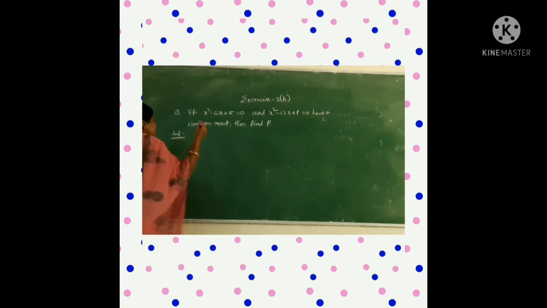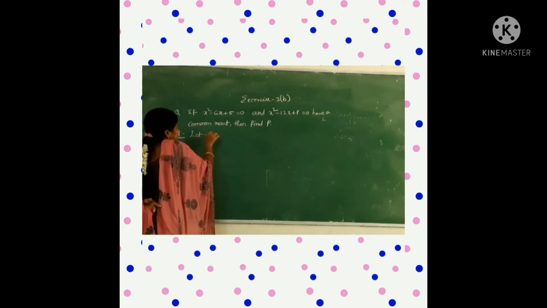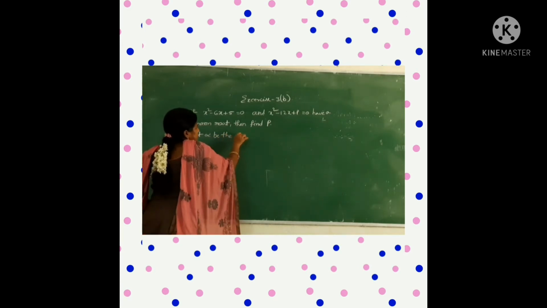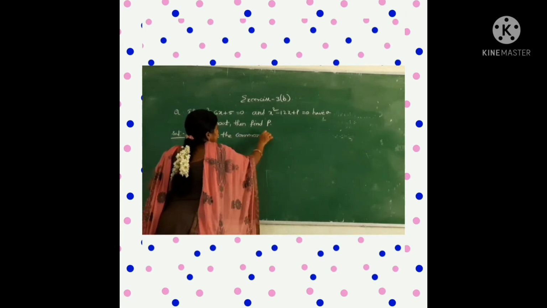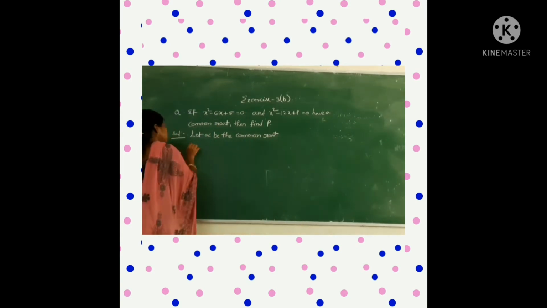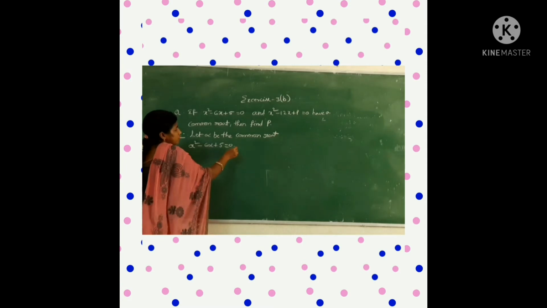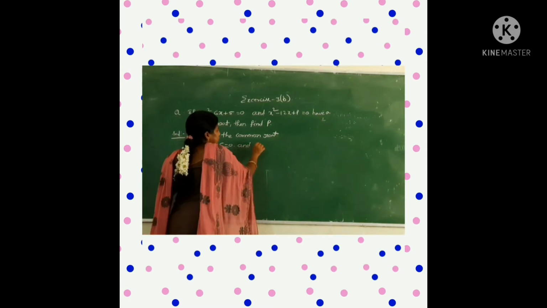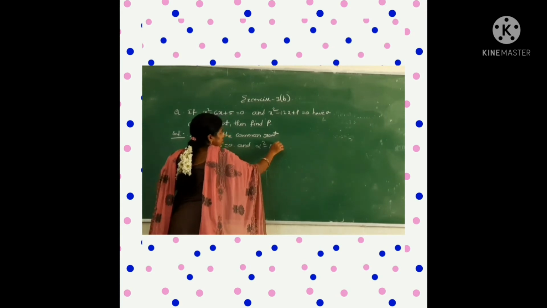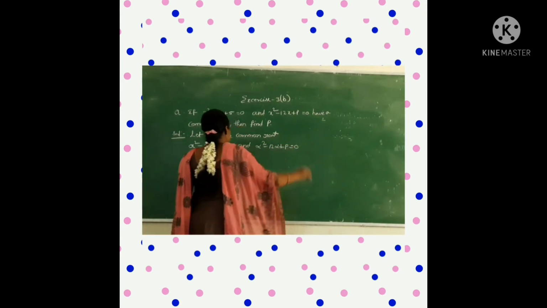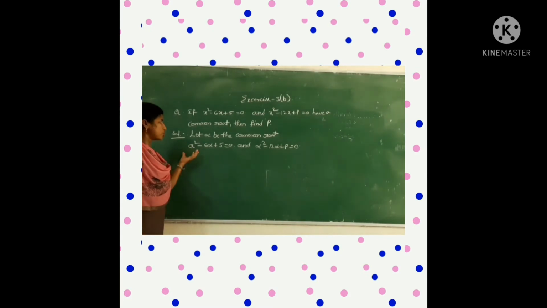See here, let alpha be the common root. So x square becomes alpha square minus 6 alpha plus 5 is equal to 0, and the second one is alpha square minus 12 alpha plus p is equal to 0. Here, for the first equation we find the factors, then we get the alpha values, and then substitute them in the second equation.